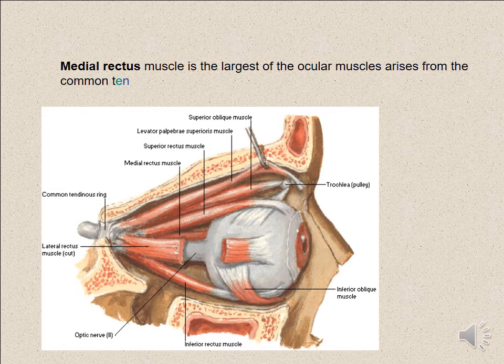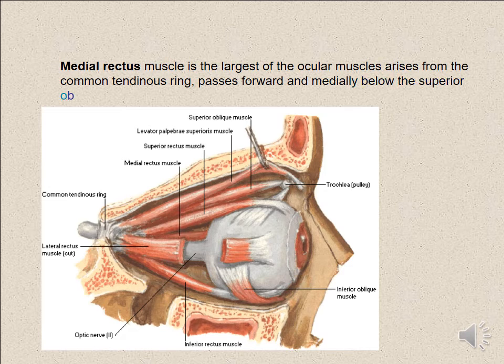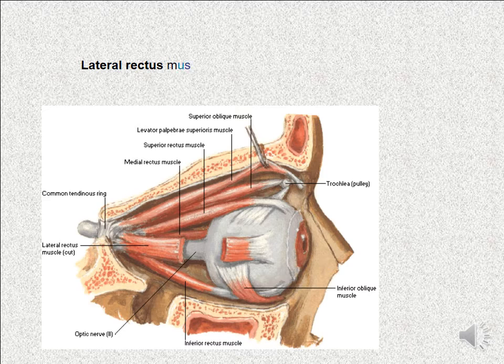We have the medial rectus muscle. It is the largest of the ocular muscles, arises from the common tendinous ring, and passes forward and medially below the superior oblique muscle. This muscle is located on the medial surface of the orbital cavity. Its origin is from the common tendinous ring and its insertion is on the medial side of the eyeball, in the sclera.